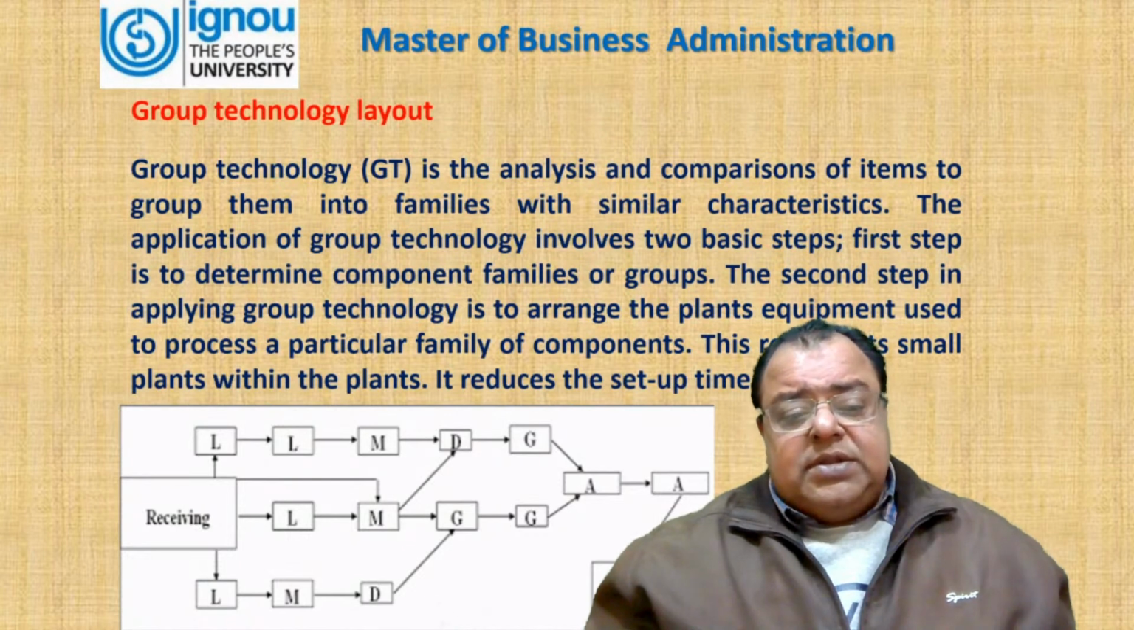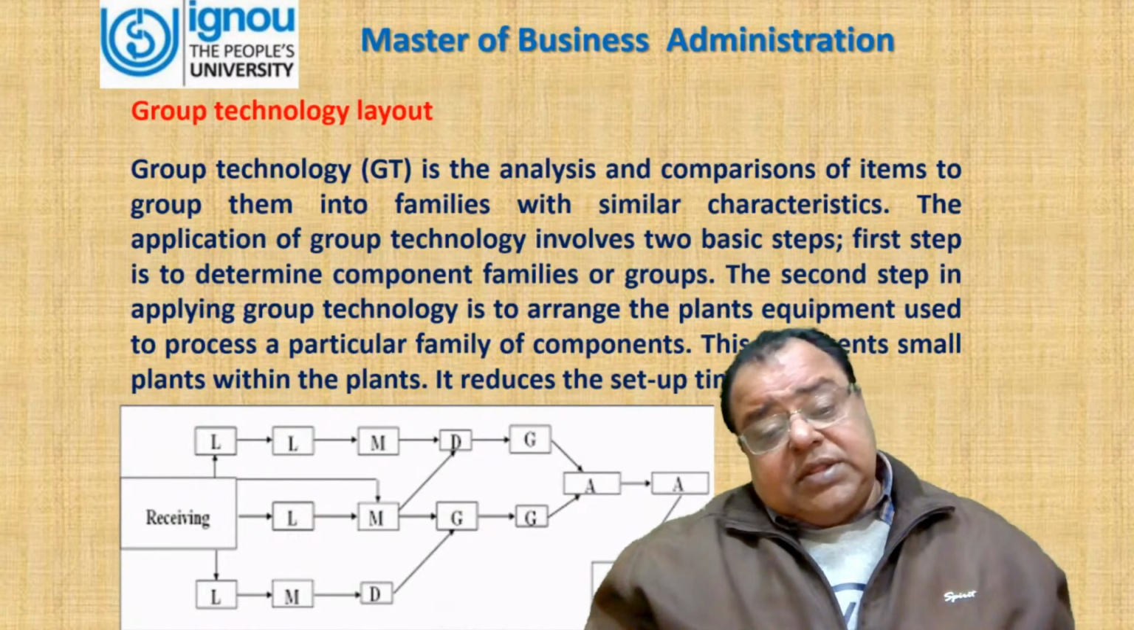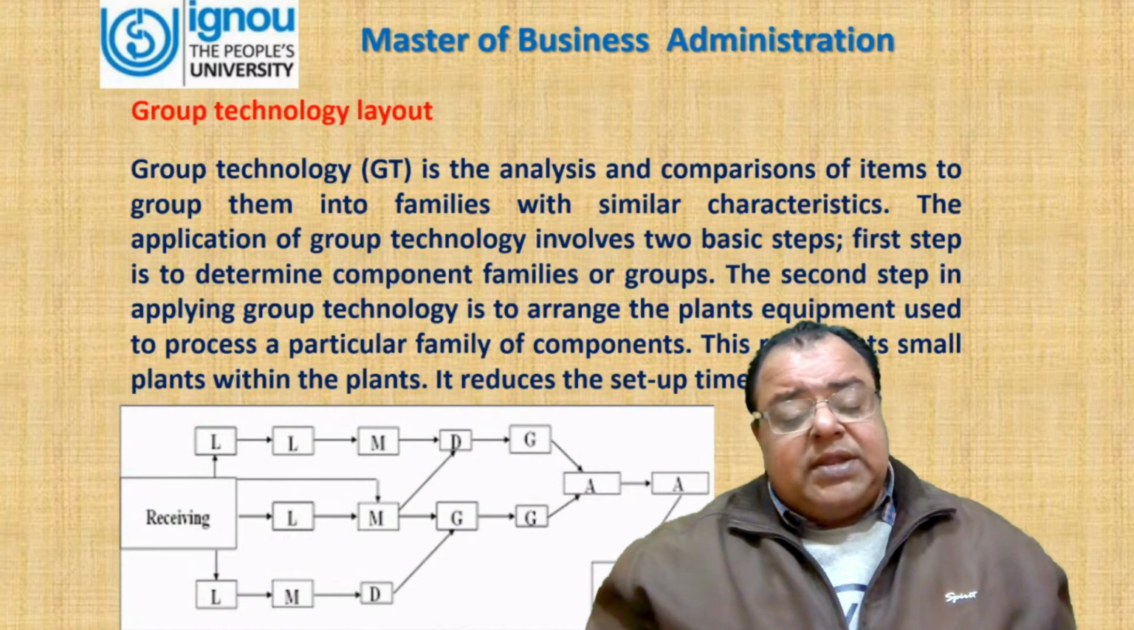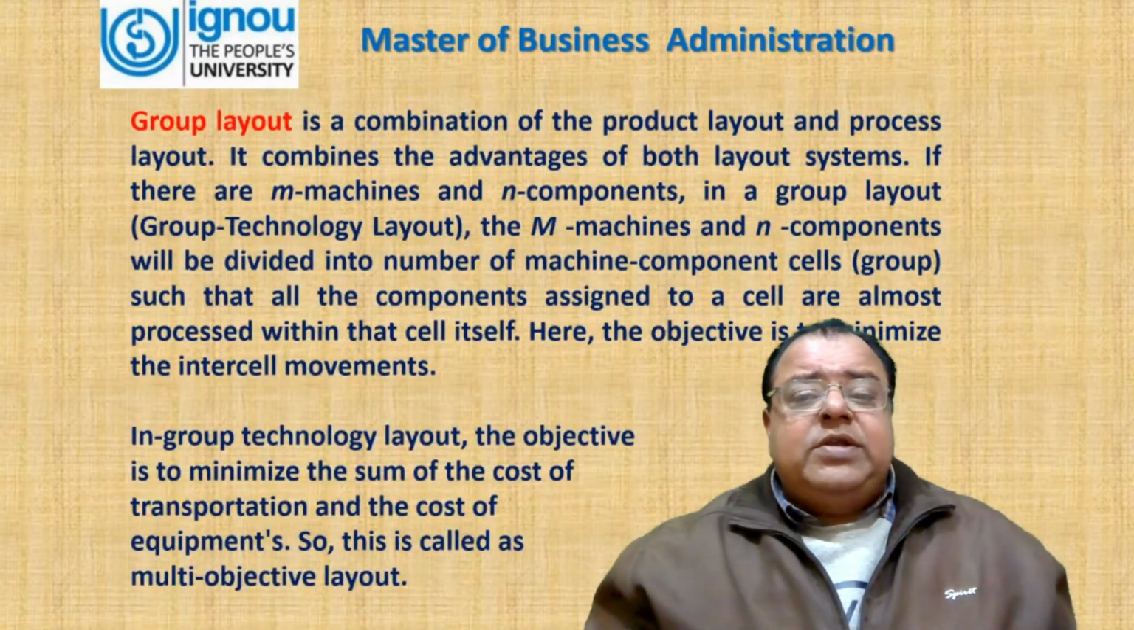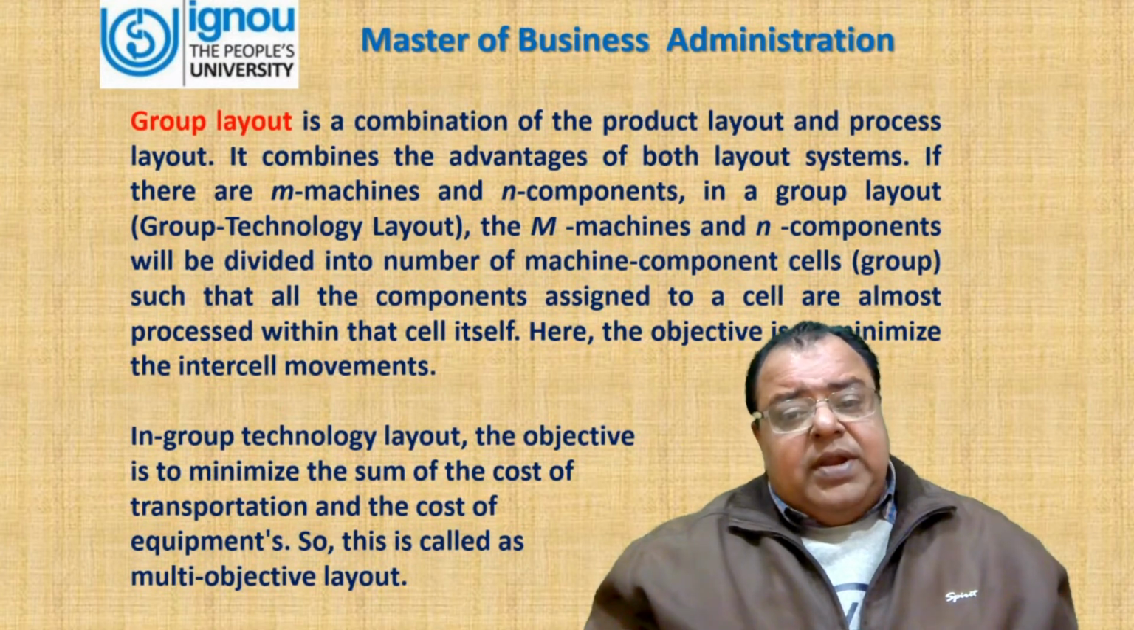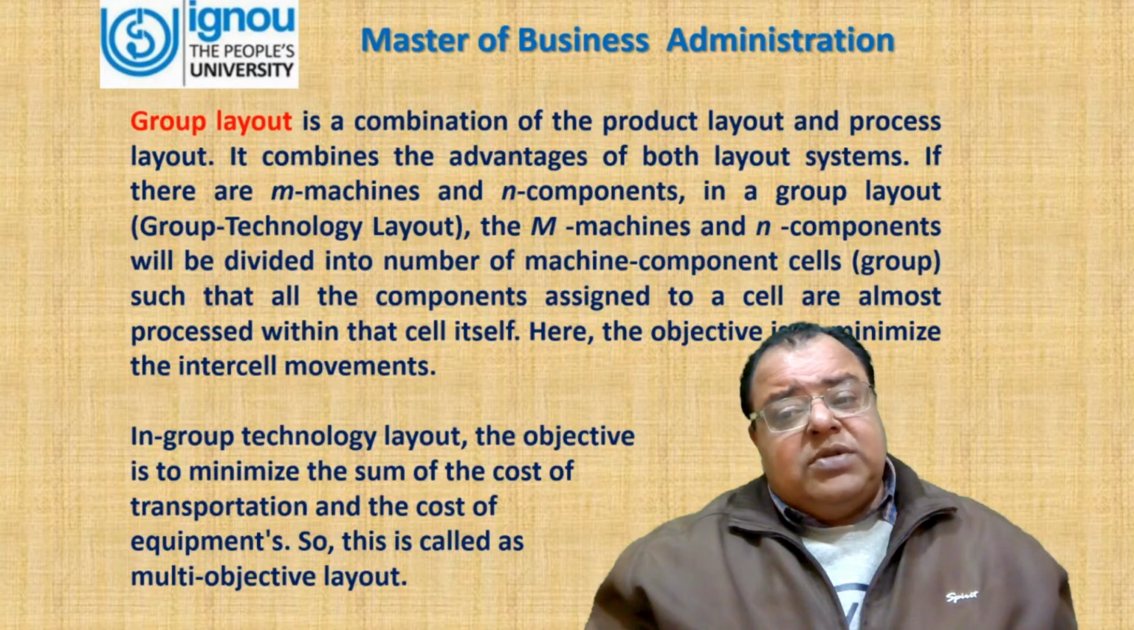This represents small plants within the plants. It reduces the setup time. Group layout is a combination of product layout and process layout. It combines the advantages of both layout systems.